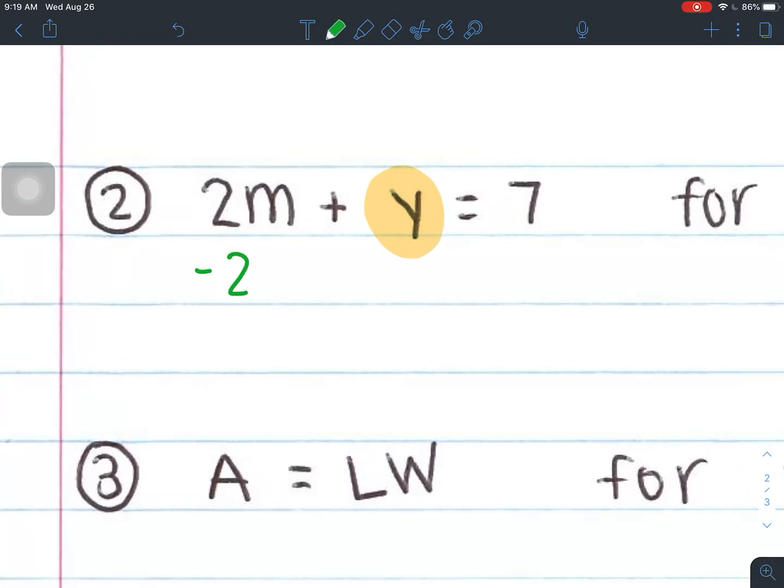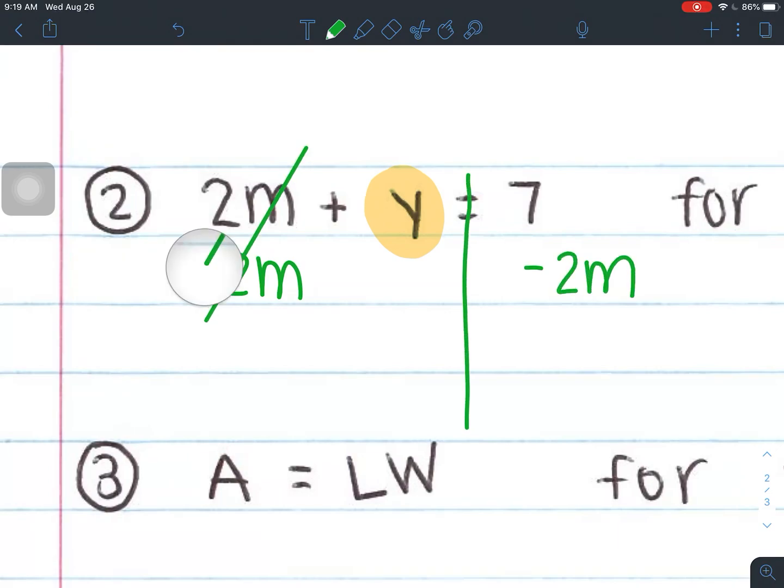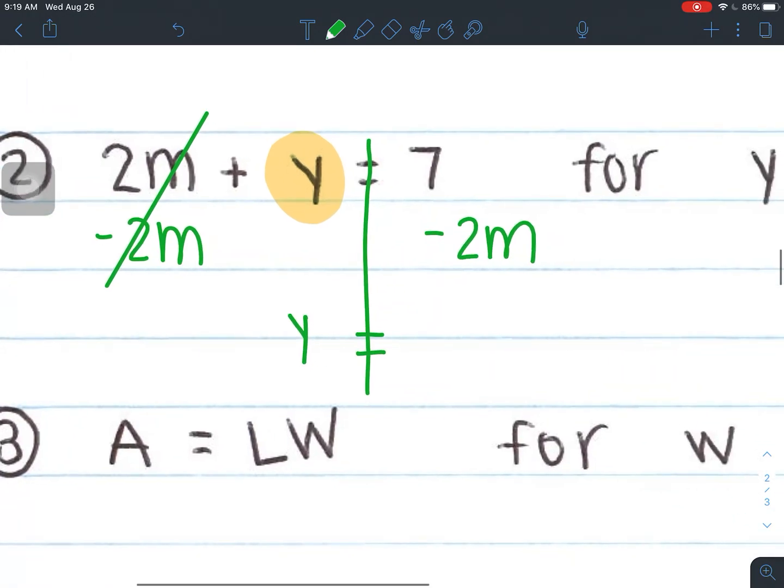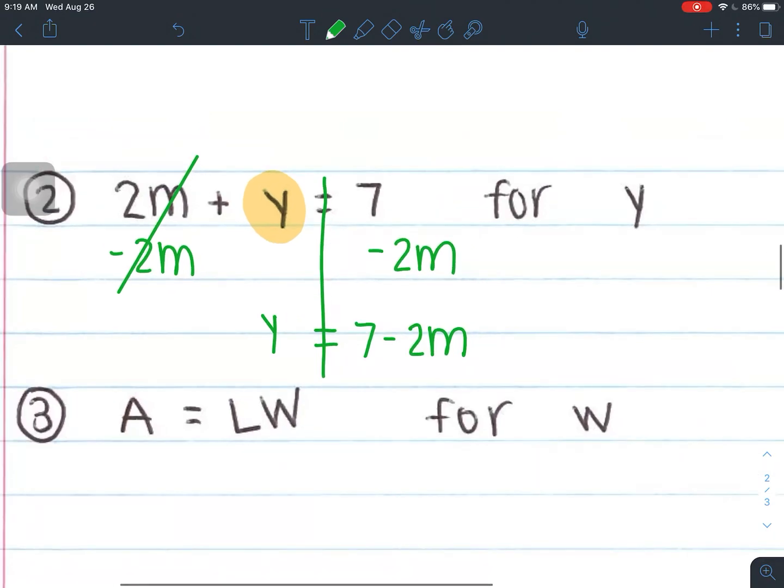So I'm going to subtract the 2m from both sides. Okay? So 2m minus 2m goes away. And what I have left is y equals 7 minus 2m. Now these are not like terms, so I cannot combine those. So I would literally just write them next to each other. Did I isolate y and get y by itself? Yes, so I'm done.